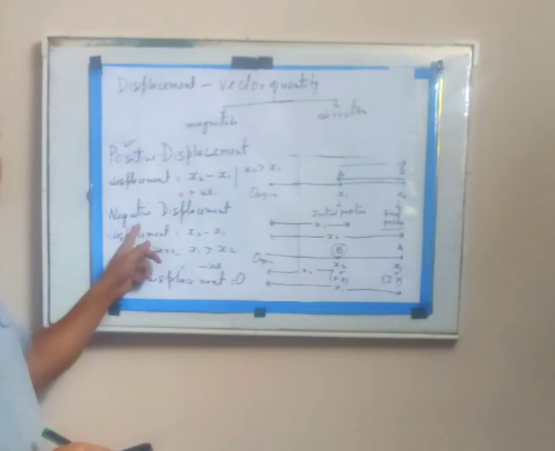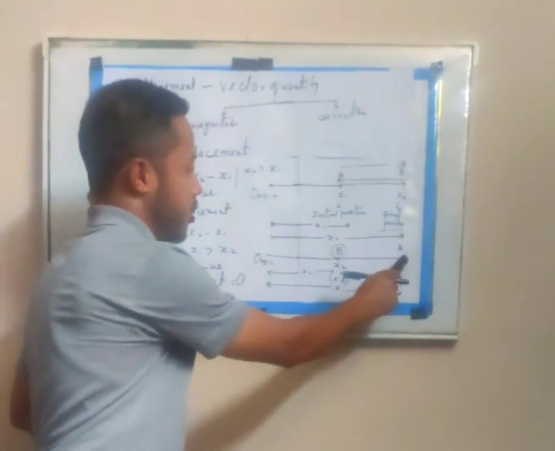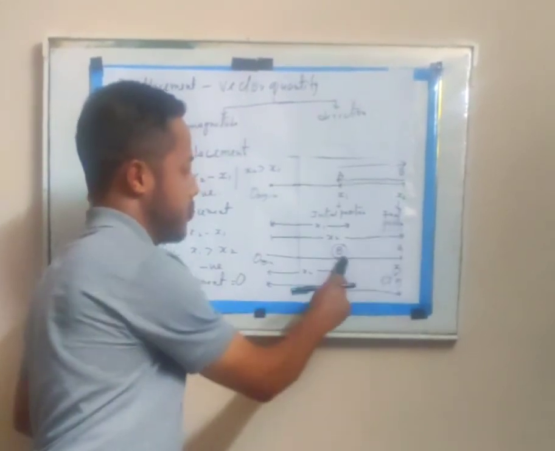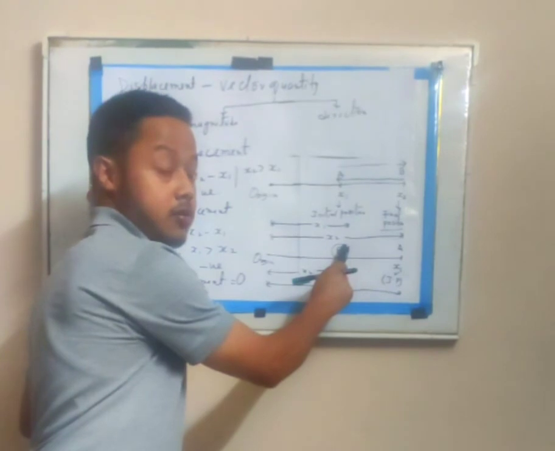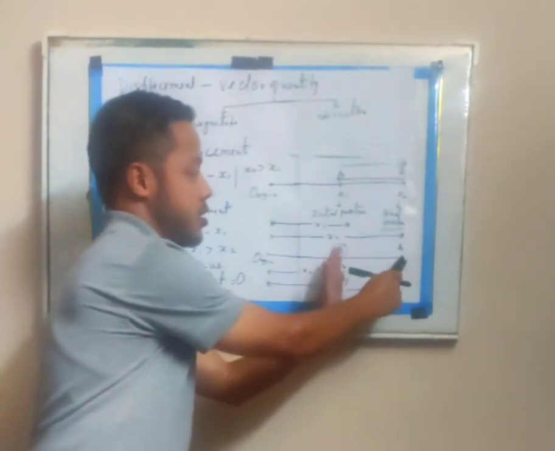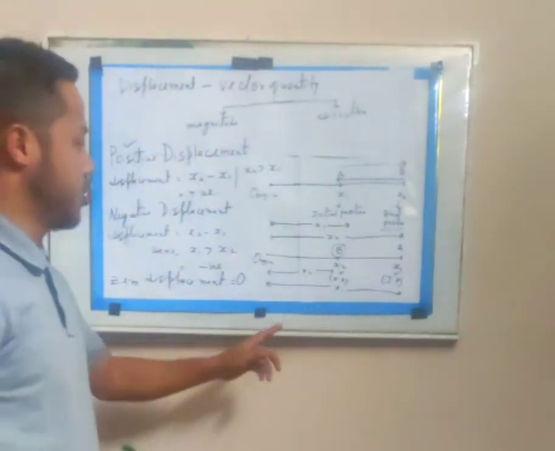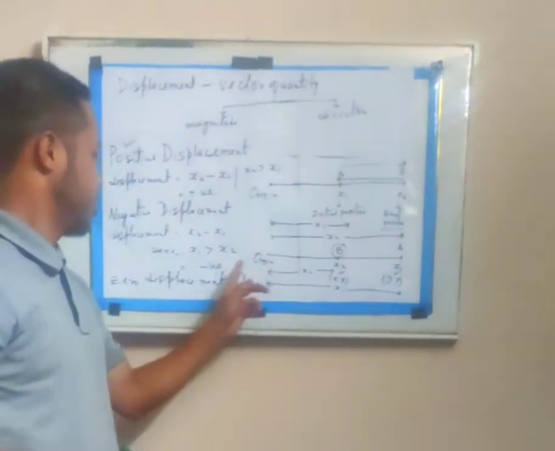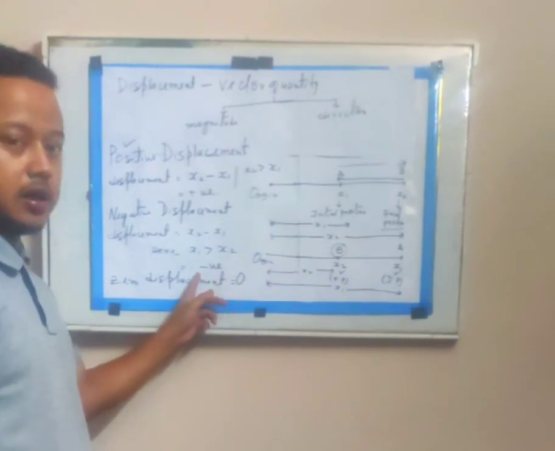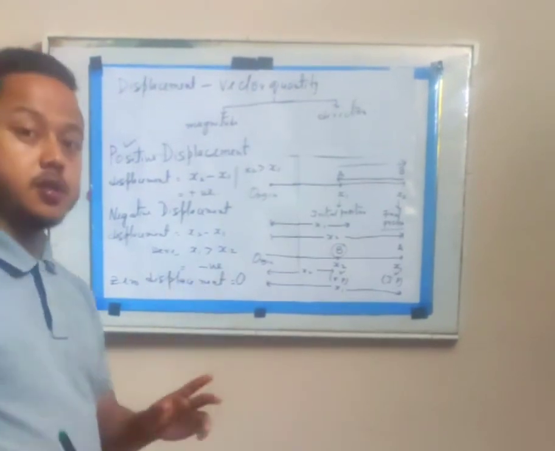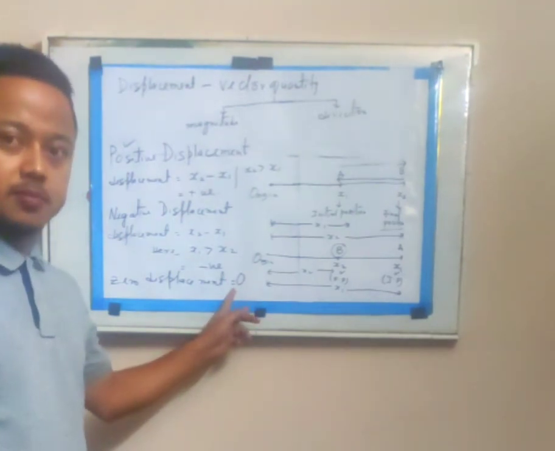Next is negative displacement. Negative displacement is when the final position of the body is to the left of the initial position. See, this is A, this is B, so it is to the left of A. So here, the initial position x1 is greater than x2. So you get negative. And how do you get zero displacement? When there is no change in the position of an object, you get zero displacement.